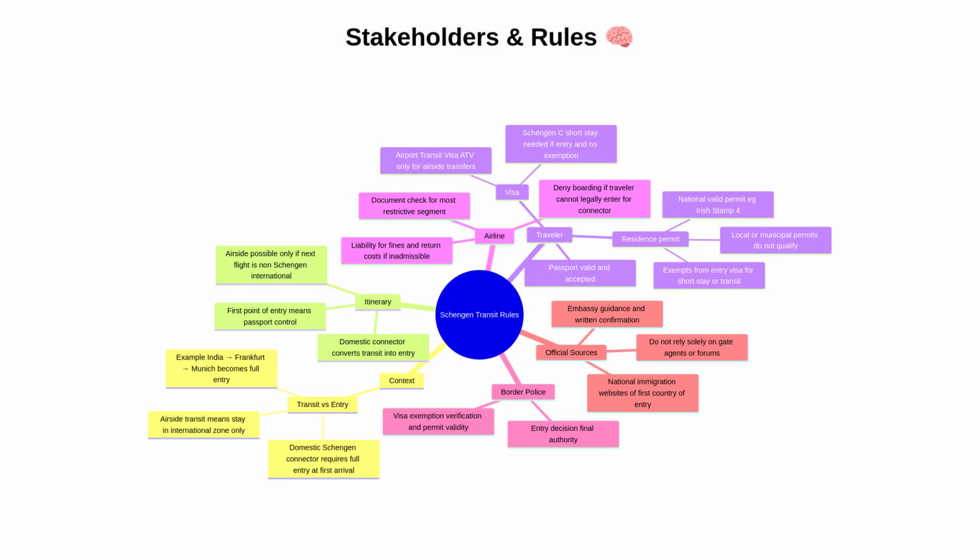This mind map highlights the stakeholders and rule sets. The traveler brings the passport, visas, and residence permits. The airline performs document checks and faces liability for transporting passengers without proper documents, which can lead to denial of boarding. Border police make the final entry decision and verify any visa exemptions. The itinerary itself determines the first point of entry, whether there is a domestic connector, and whether true airside transit is possible. Official sources, such as national immigration websites and embassy guidance, provide authoritative rules.